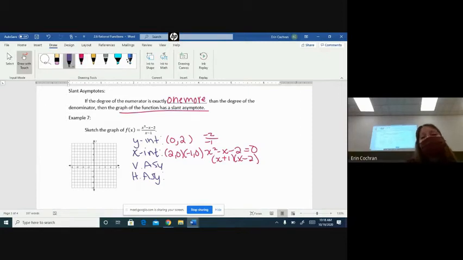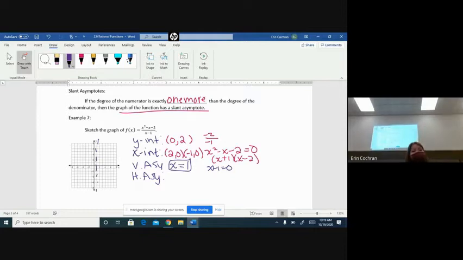My vertical asymptote is found by looking at my denominator, right? Okay, so to find it, x minus 1 equals 0. So my vertical asymptote is x equals 1. So x equals 1.